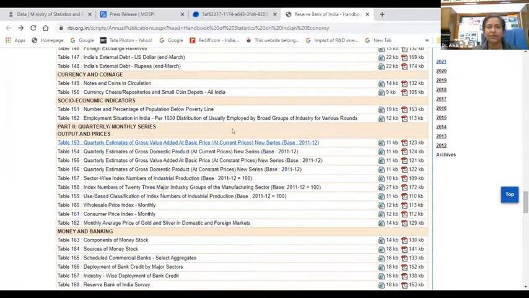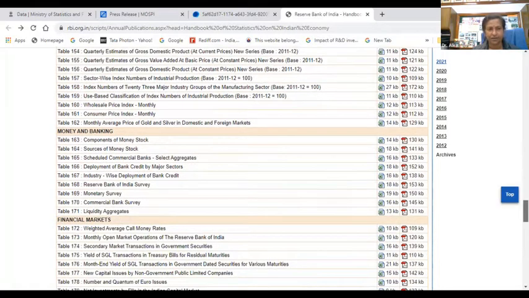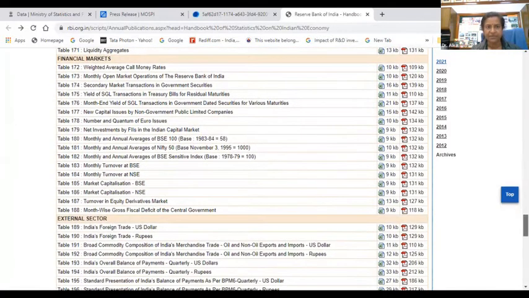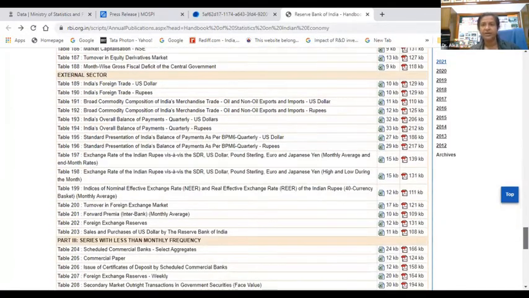Similarly, this MOSPI data is reproduced here in terms of gross domestic product or gross value added at current price and constant price. Similarly, money and banking is again the domain of the RBI. The same for financial market and external sector. There is also a little data in US dollars, or older data.